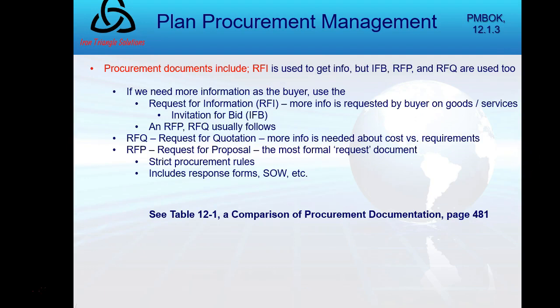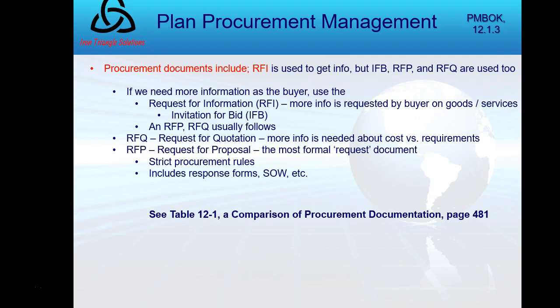Okay. Now, a couple of key terms you should be aware of. Procurement documents can include request for information, RFI, or IFB, invitation for bid, is also a procurement document. I can invite people to bid. A request for proposal is also a procurement document. Request for quotation, a procurement document. I just discussed those in the outputs of procurement management. So be aware that RFQ again is, we want to know about cost, where proposal is about that technical requirement.